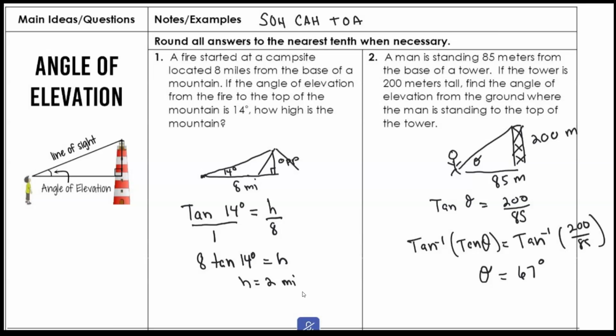Okay, so hopefully you remembered that you have to cross multiply. So you have 8 times the tangent of 14 degrees is equal to the height. So let's go to our calculator. So we have 8 times the tangent of 14 degrees.